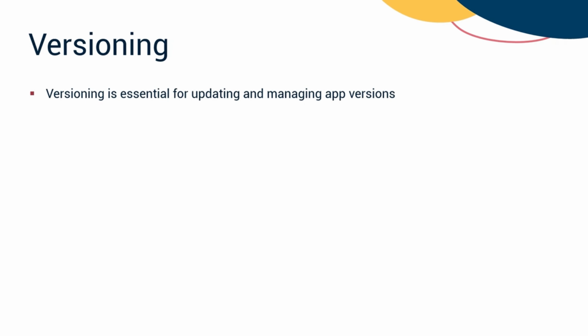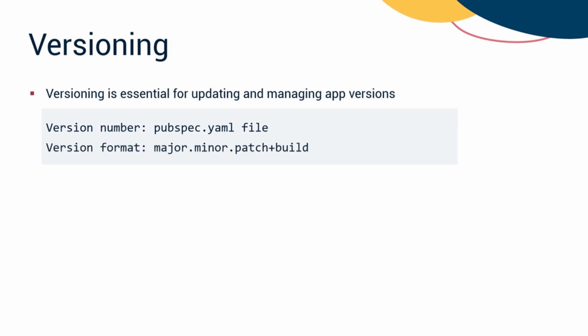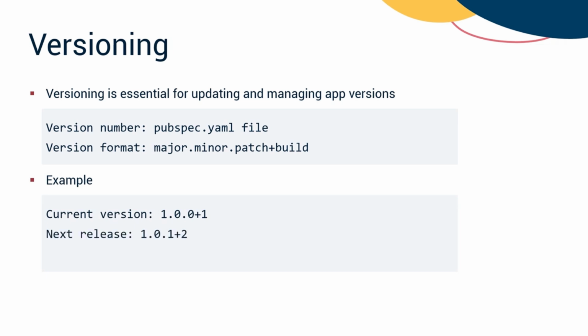The first important step is ensuring proper versioning, which will inform users of the current version of your app and help you manage updates efficiently. In Flutter, you can set the version number in the pubspec.yaml file. The version format is typically major.minor.patch plus build. For instance, if the current version is 1.0.0+1, the next release might be 1.0.1+2 for a minor update or 1.1.0+2 for new features. Ensure that you update this version number with every new release.